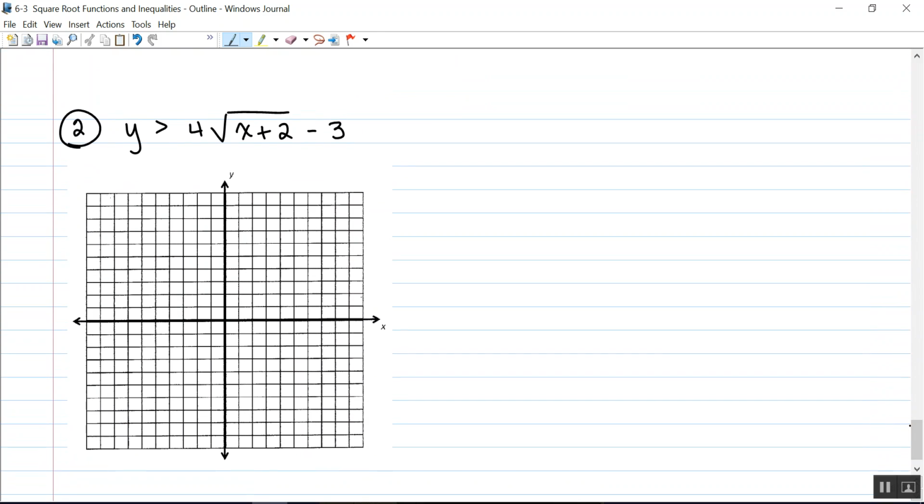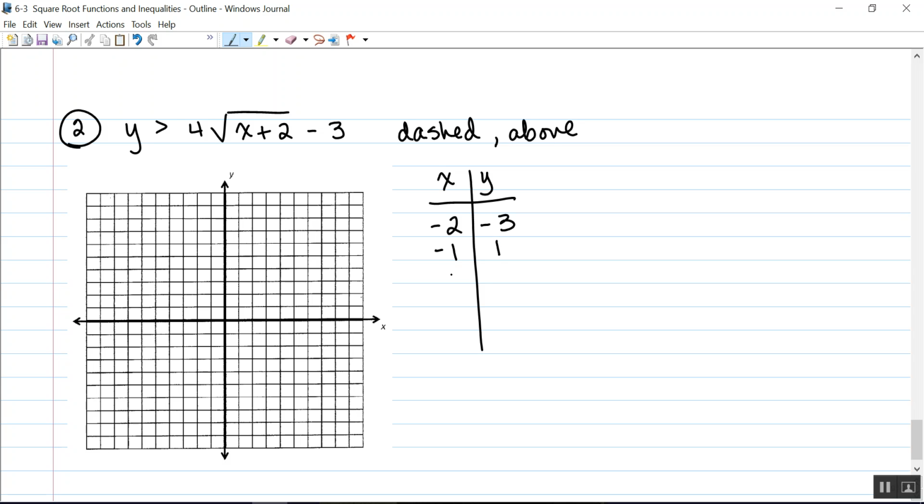y is greater than 4 times the square root of x plus 2, minus 3. This is going to be dashed, and I will be shading above. And let's make a table of values. My vertex is going to be at -2, -3, because h is -2, and -3 is my k. And I can do -1 and 1, and 2 and 5, and 7 and 9.